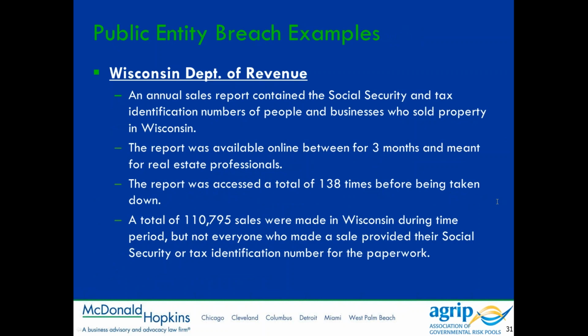A couple of interesting examples. This was the Wisconsin Department of Revenue. So there was an annual sales report. It contained SSNs and tax ID numbers for anyone that bought property in Wisconsin for about a 3-month period. And although it was meant for a small group of real estate professionals, as often happens, this stuff just pops up online, and via a Google search or Yahoo search, we're able to locate names and SSNs.